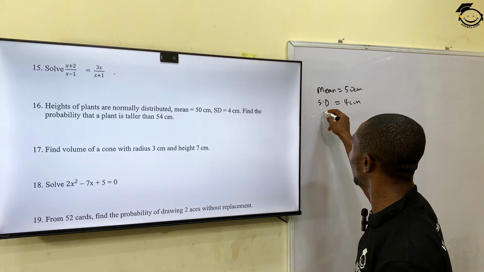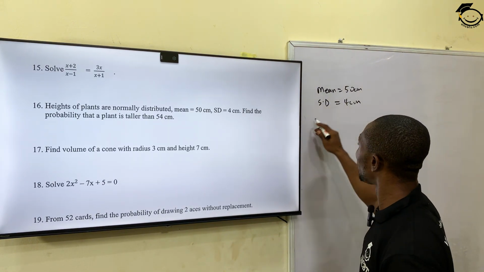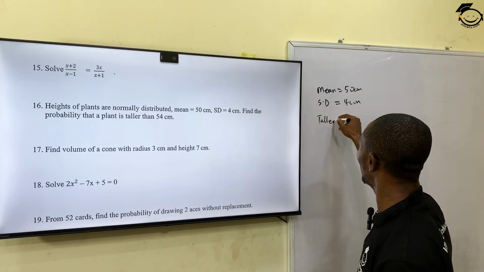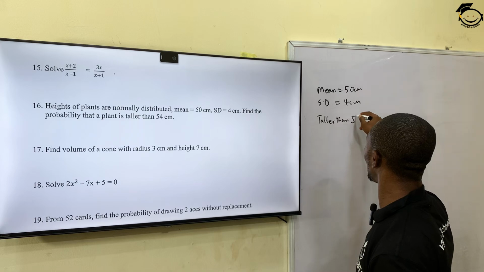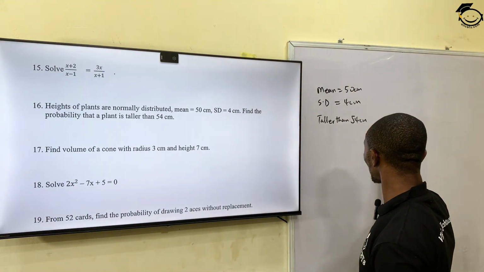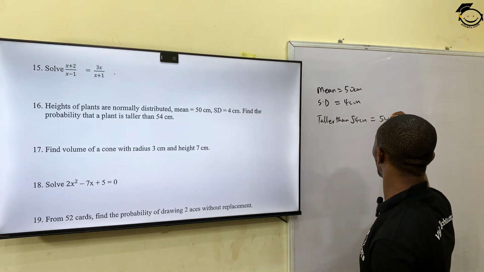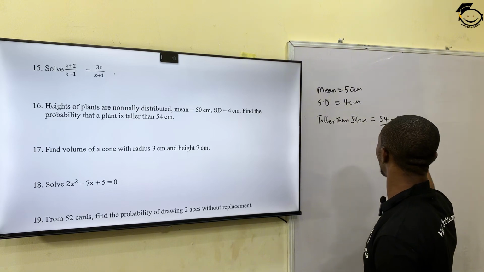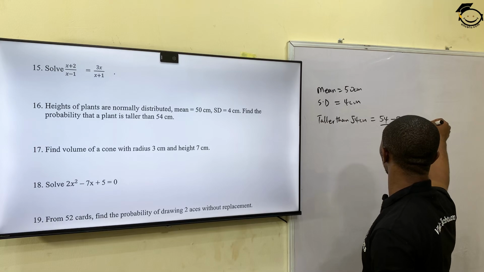Okay, probability that plant is taller than 54. Now, if we look at it that our plant is taller than 54 centimeter, okay, let's call that, this will become 54 minus 50 over our SD. Okay, this will become 4 over 4, which is 1.